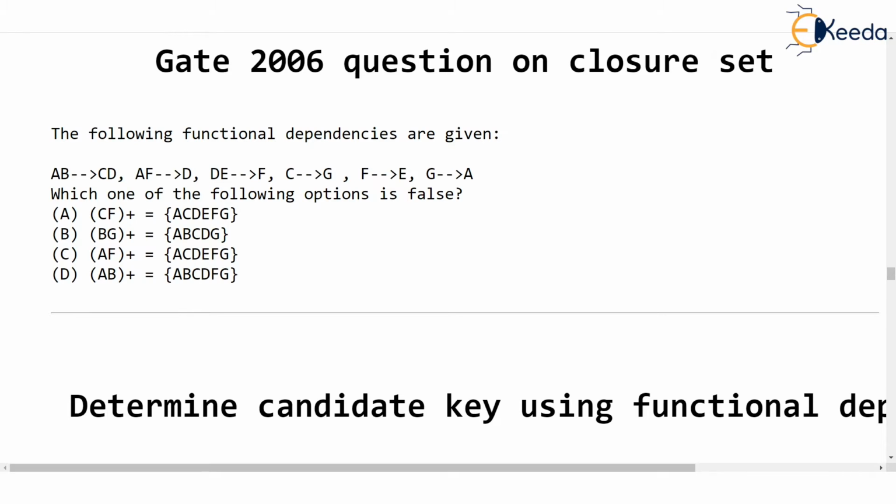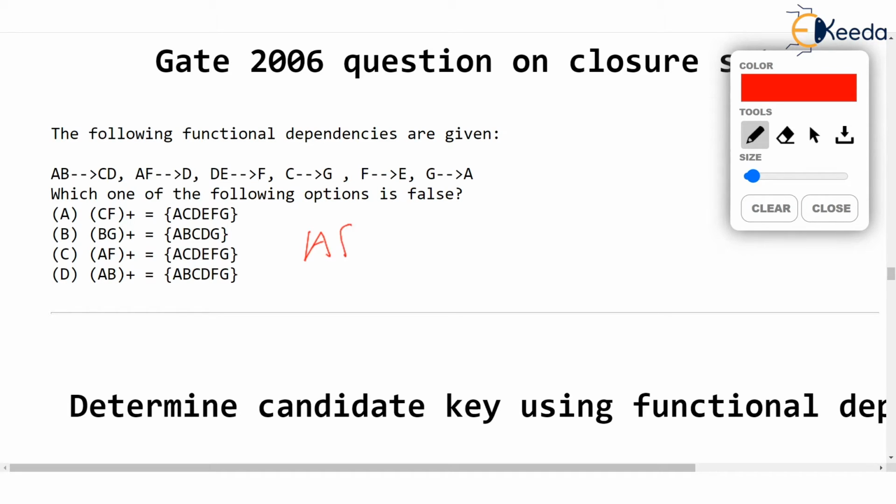AF plus will definitely contain A and F. And now, can A alone bring in something? No, never. On the left hand side, we don't have only A. Can F alone bring in something? Check. Yes, F alone can bring in E. Okay. Now, can E alone bring in something? Because E has now got added, but never we have E alone on the left hand side, isn't it?